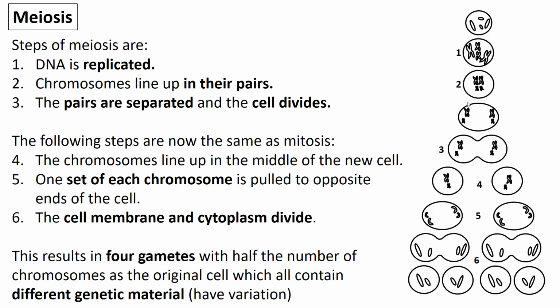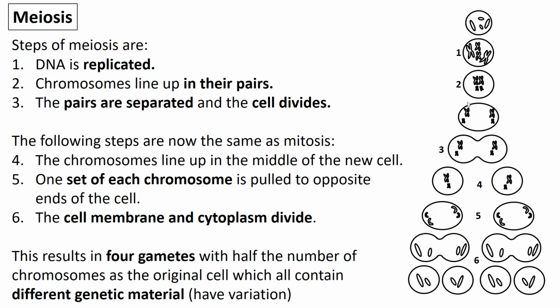So these are the steps in meiosis. You don't have to know this in as much detail as mitosis, but it's still really important that you understand the key events. So the steps of meiosis are that, first of all, the DNA is replicated, which is the same as what happens in mitosis, but in step 2, the chromosomes line up in their pairs.